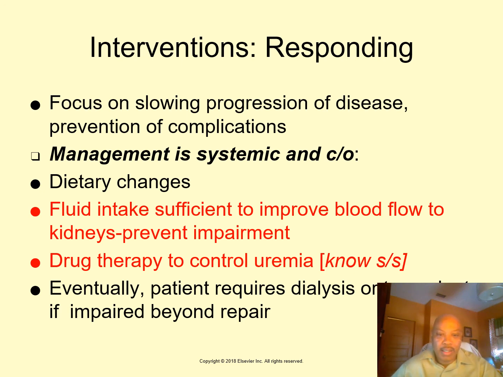Drug therapy to control the uremia. So you should know your signs and symptoms, as I've already gone over. Eventually, these patients will require dialysis or a transplant if they are impaired beyond what can be expected. If you can also read page 1383, well, I think I told you about this one. Read 1383 to 84 about the nephrostomy tube care. So make sure you read that.